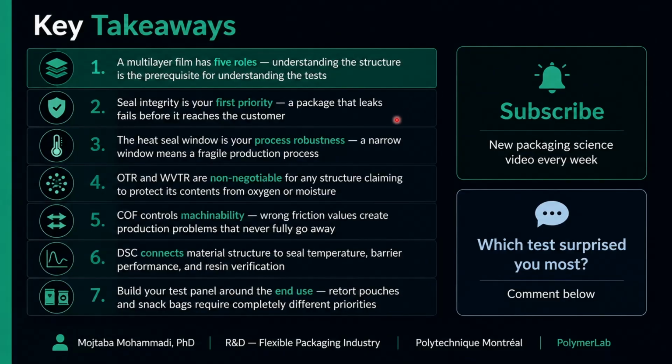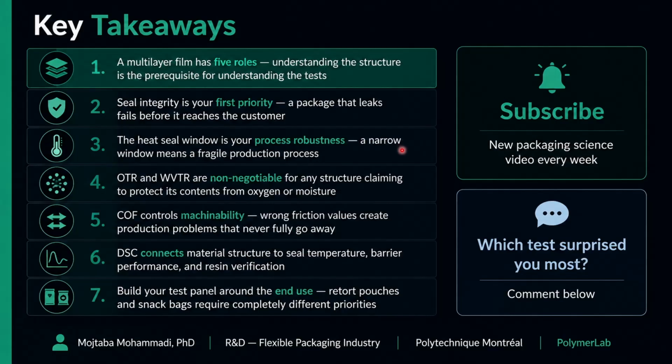Seven things that I want you to take away from this video. One: a multilayer film has 5 distinct roles, and each role can be tested independently. Understanding the structure is the prerequisite for understanding the test. Two: seal integrity is your first priority. A package that cannot stay sealed fails before it ever reaches the customer. The seal uniformity, leak test, and peel strength are your baseline every time.